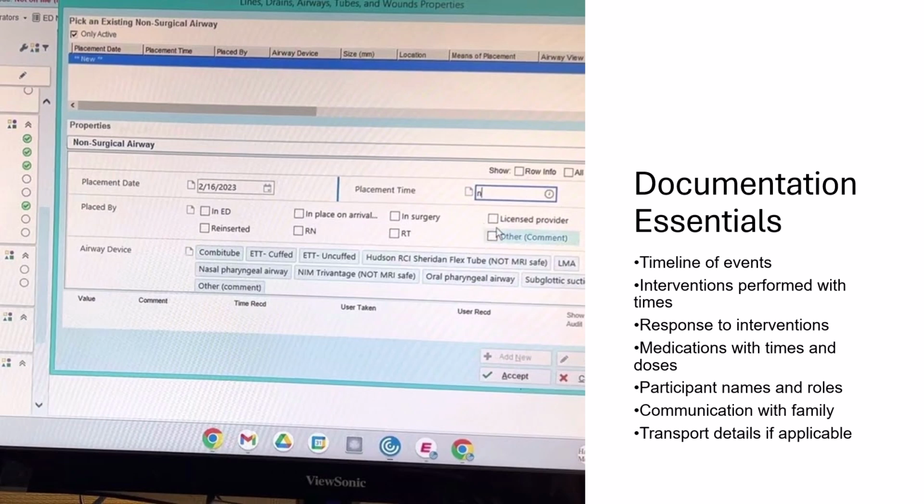Include the names and roles of all participants. Document your communication with the family. If transport occurred, include those details as well. Good documentation supports quality improvement and protects you legally.